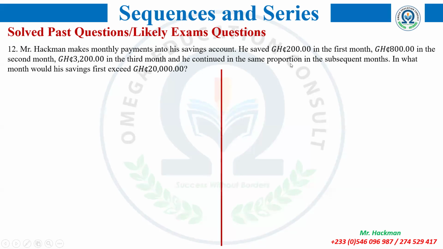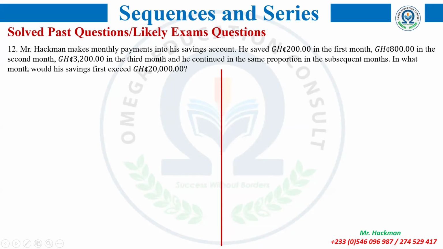GP. Even if this was not mentioned, you know, the first month the investment is 200, second month 800, third month this. So you should know this over that will give you a common ratio. So you should equally know the type of sequence that you are dealing with.